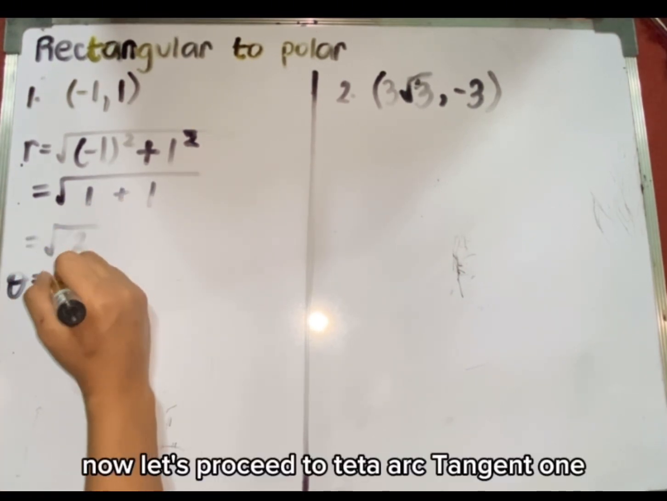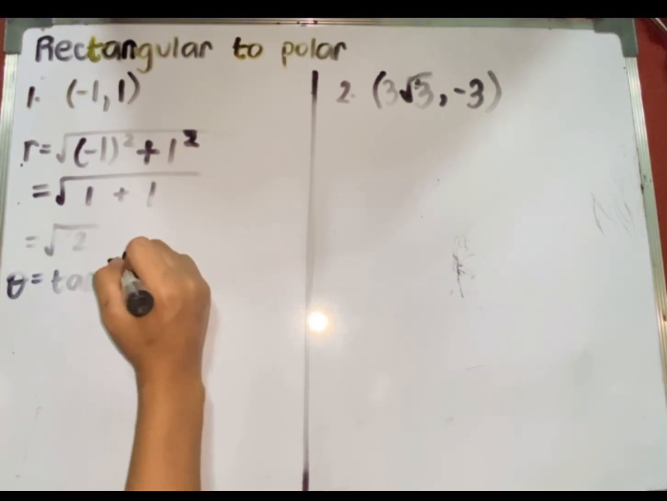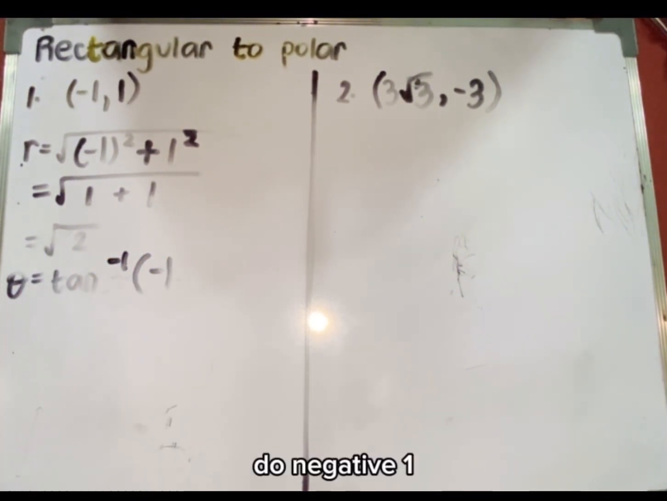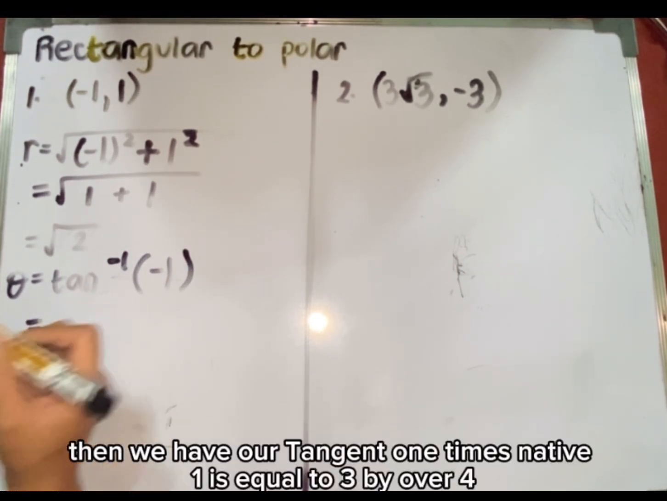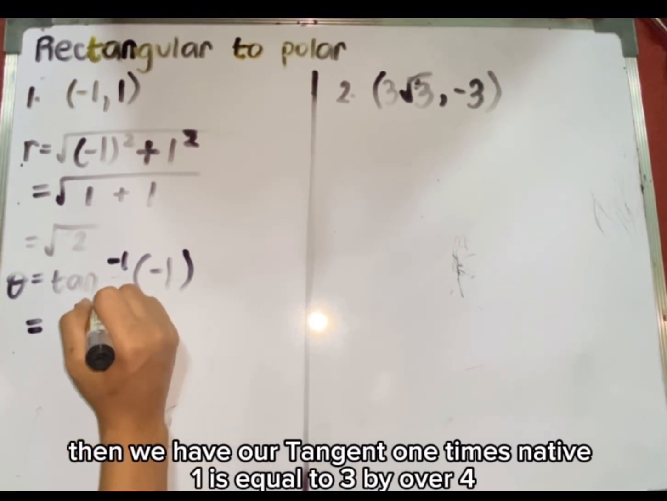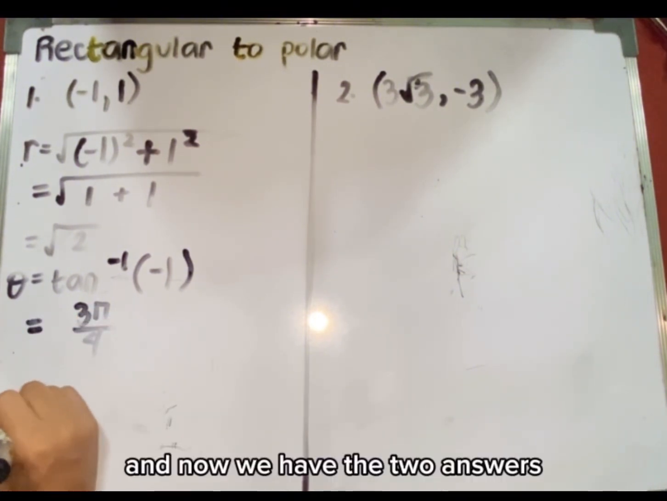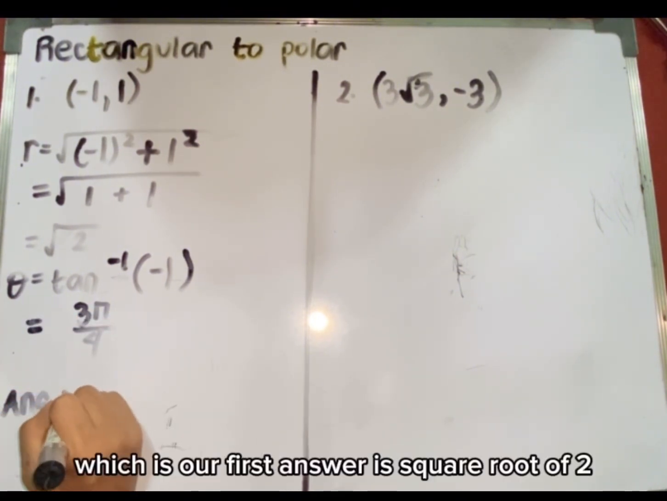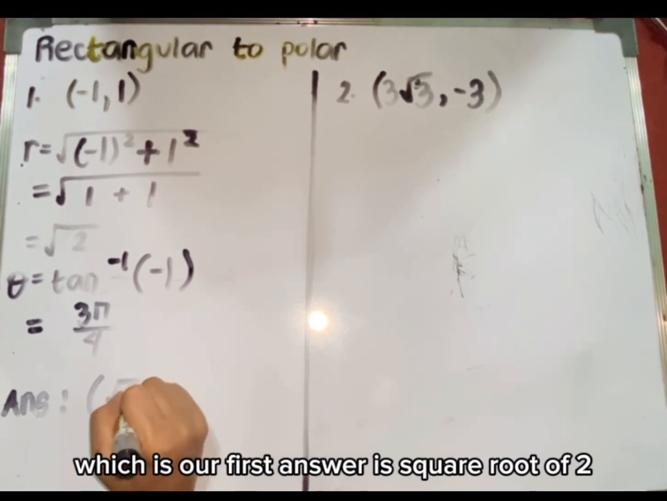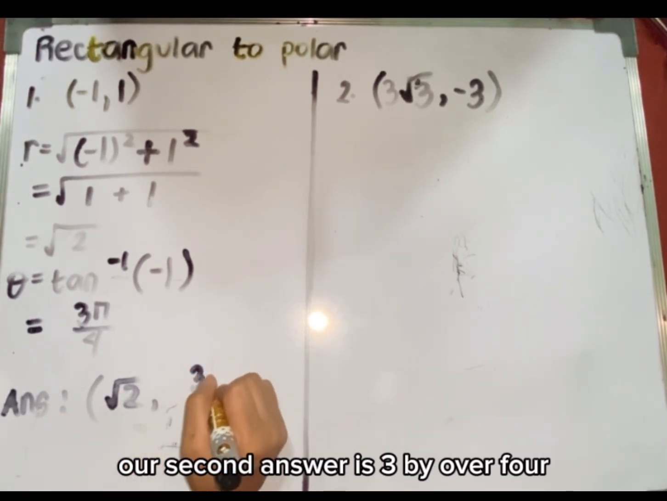Now let's proceed to theta. Arc tangent of 1 over negative 1. Then we have arc tangent of 1 over negative 1 is equal to 3 pi over 4. And now we have the two answers. Our first answer is square root of 2. Our second answer is 3 pi over 4.